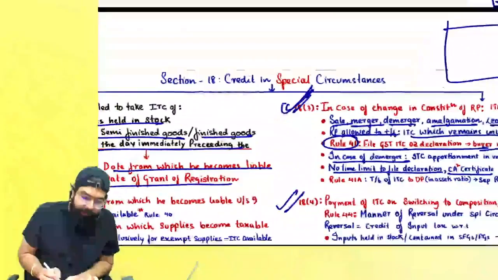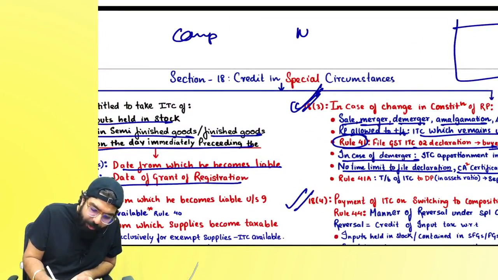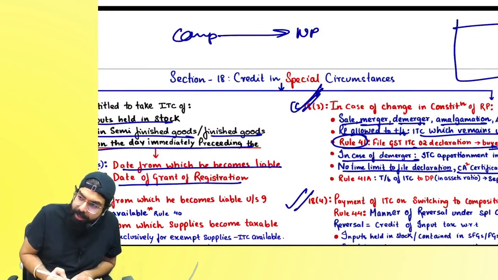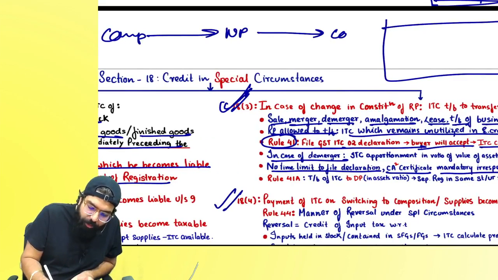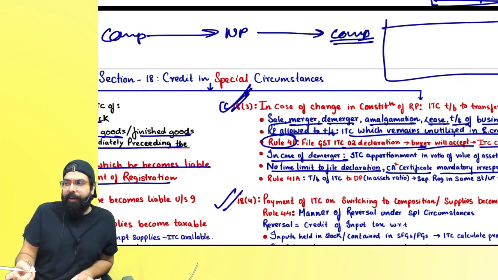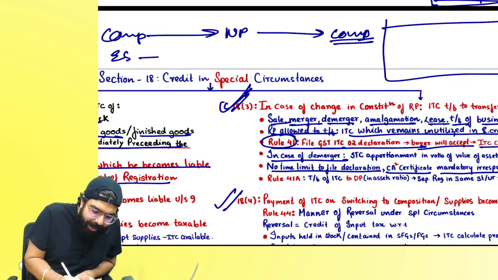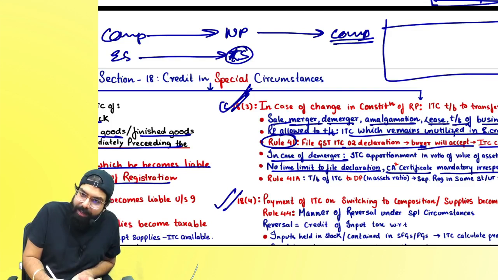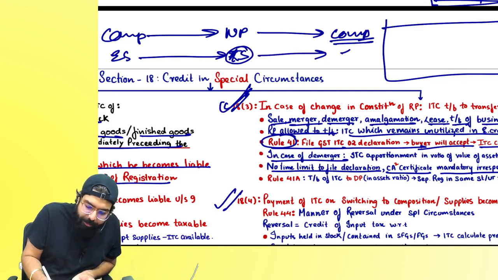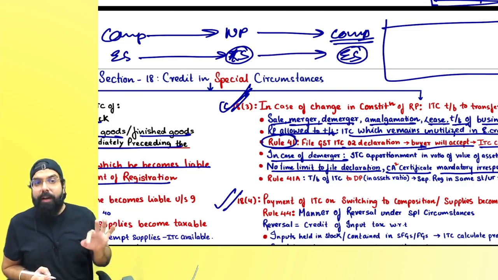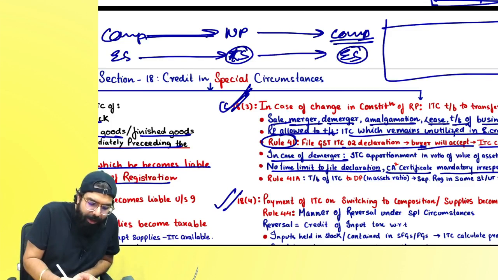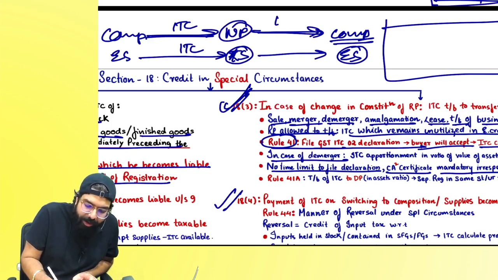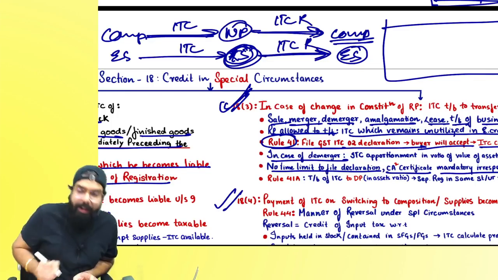Now, everyone, if you were a composition person and became a normal person, the government gave you the credit. What if a normal person becomes composition? Whatever credit is given, you have to reverse it. Sir, if I was doing exempt supply and now my supplies have become taxable supply, then I will get the credit, correct? If the taxable supplies of a person become exempt supply, he will have to reverse the credit. Are we clear? Here you are given the ITC, here you are given the ITC. But if you go from normal person to composition, ITC has to be reversed. Taxable supply becoming exempt supply, ITC has to be reversed.